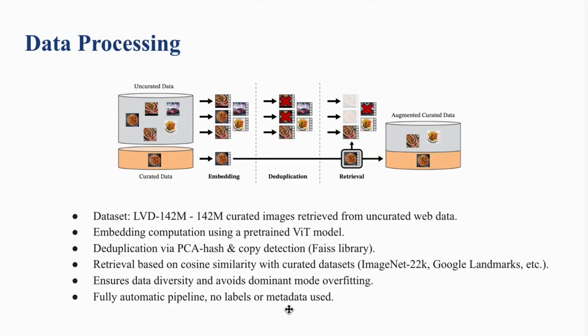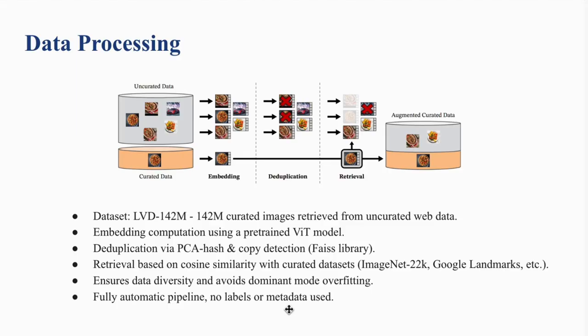All images, curated and uncurated, are passed through a self-supervised ViT model to generate feature embeddings. Then, using cosine similarity, the system retrieves visually similar images from the uncurated pool for each curated image. This step ensures visual diversity while preserving the core semantics. To maintain efficiency, they use FAISS, that is Facebook AI Similarity Search library, with GPU acceleration, product quantization, and k-means clustering to scale this process.